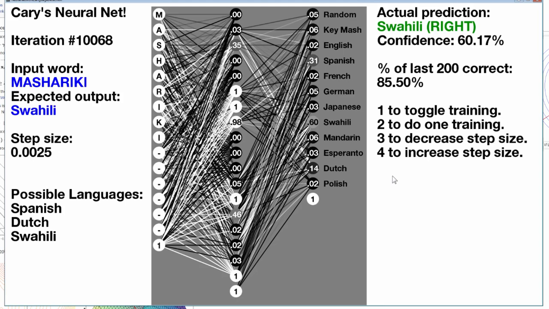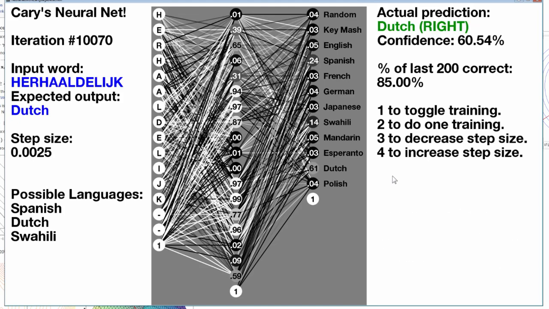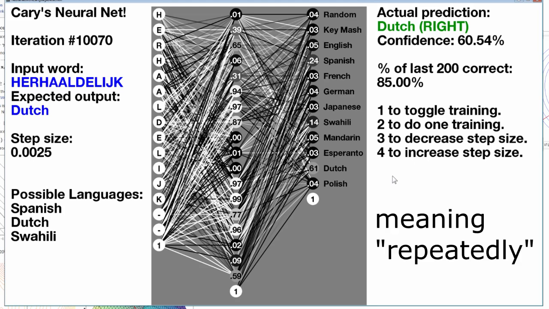Oh, there we go. There's another Swahili one. Mashariki. Uh-oh, got that one wrong. That's Dutch. It's just like explicit, but spelled differently from English, I bet. Explicit. But I thought it was Spanish. Okay, that's a long Dutch word. What does that mean? Herhaaldelijk.